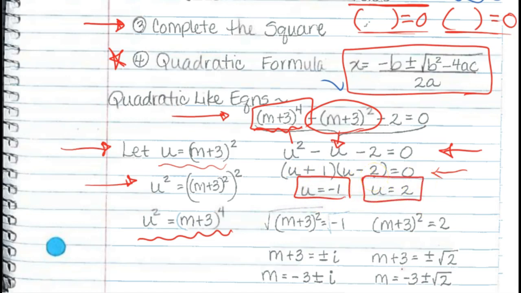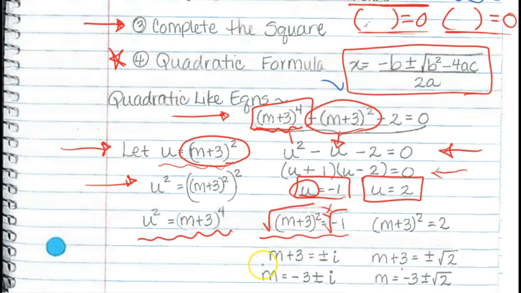But remember, this equation is actually in terms of m. So now I have to solve for m. So I'm going to undo my substitution and change this u into m plus 3 squared, and that's what I'm doing right here. And then to get rid of the square, I'm taking the square root. That's one of the properties that we talked about when we were talking about quadratic equations. But don't forget to do plus or minus.